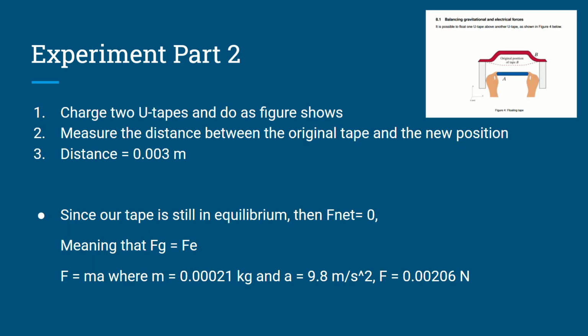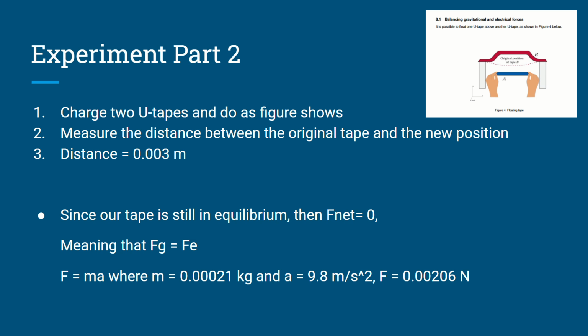Now, the second part of our experiment was to see the displacement between two charged tapes when you put one on another, like one on another, as witnessed here. B tape was kept stationary, and we did so in a manner that would allow the system to come to static equilibrium, meaning that the piece of B tape was not moving, neither was the A tape. The distance of displacement between the original position of tape B and the second position after the interaction with the other charged tape was 0.003 meters.